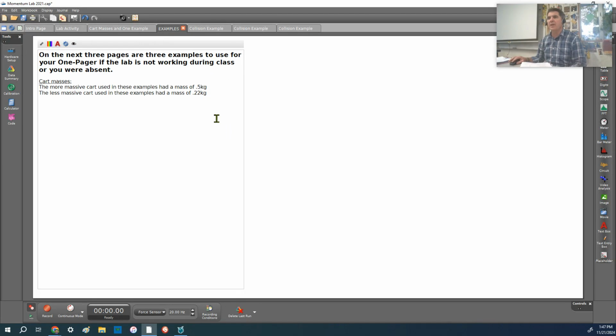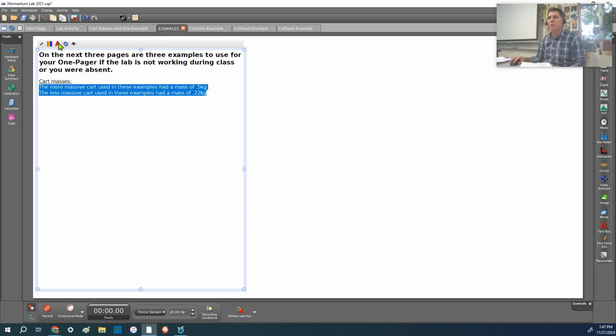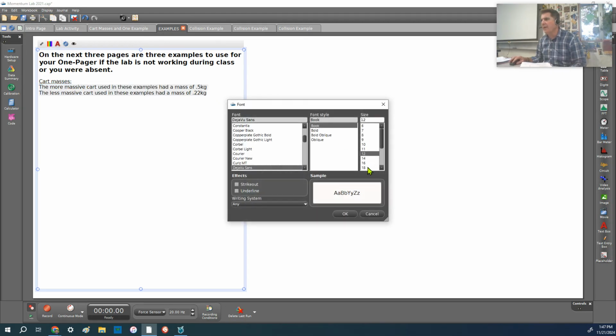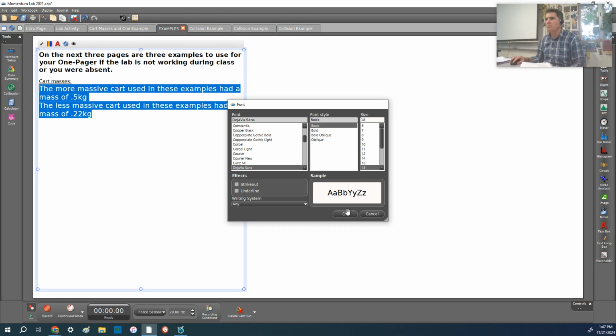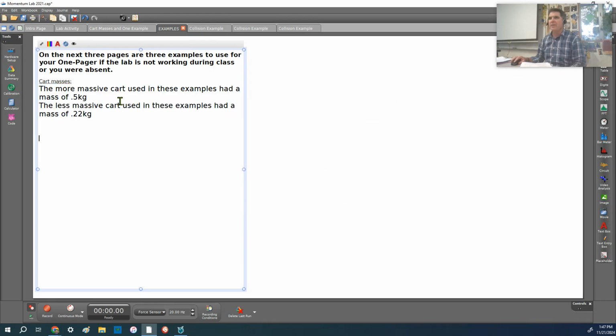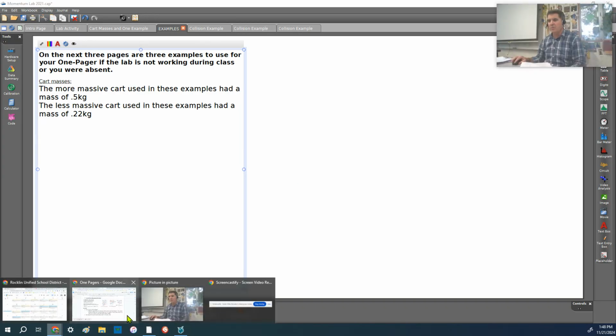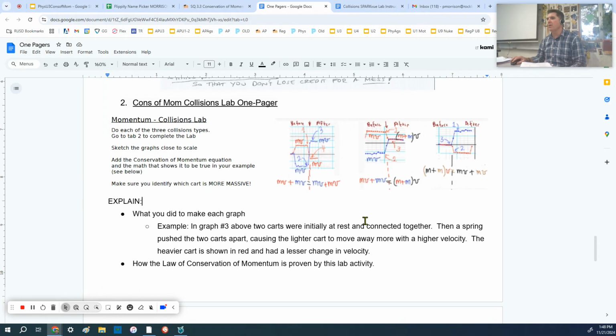Last thing I almost forgot to tell you is be very careful because the cart masses are really important here. The more massive cart was 0.5 kilograms and the less massive cart was 0.22 kilograms. 0.5 kilograms and 0.22 kilograms. You need to know that. Okay? So hopefully you can do your one pager based upon that. And let me know if you have any questions.